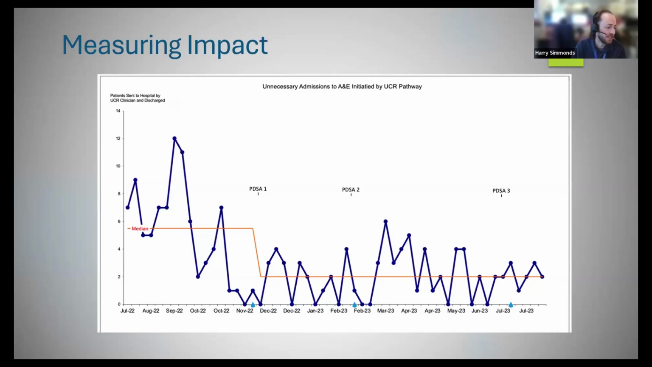So overall, a decrease in the average of unnecessary admissions instigated by the UCR pathway was seen from 5 patients a week to 2 patients a week. And correspondingly, the percentage of patients that we were sending to hospital and who were being admitted to a ward, which we deemed as necessary admissions, increased from 60 to 82%. So indicating that hospital admission was the correct decision for these patients. Next slide.